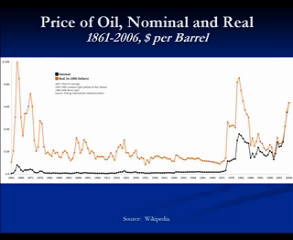This chart shows the price of oil between 1861 and 2006. If you control for inflation, which is the red line, you get the sense that oil prices were in a long-term decline from the 1870s on until the oil price increases of the 1970s. They again declined through the 1980s until the more recent price increases of the last 3-4 years.